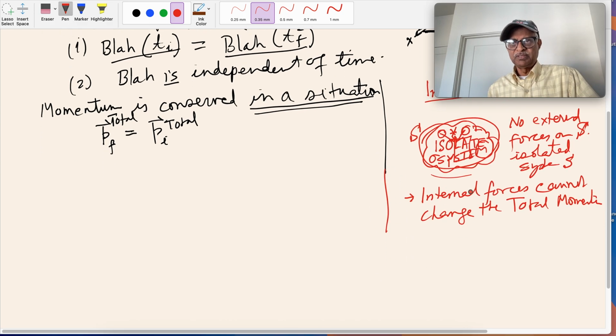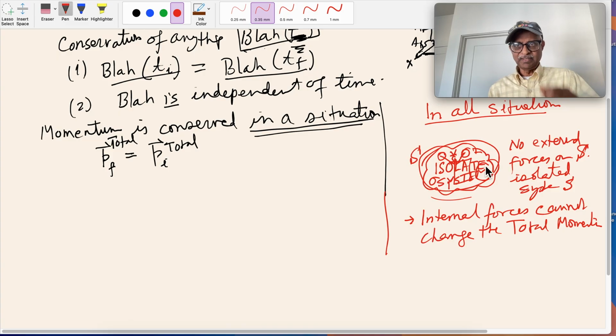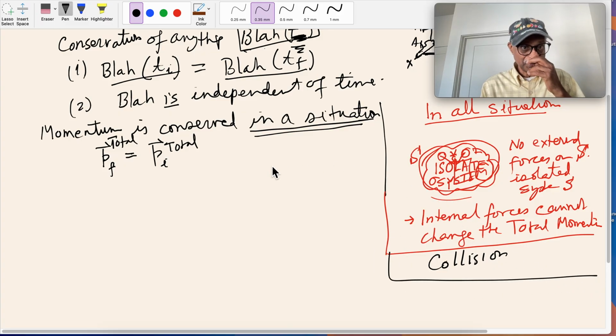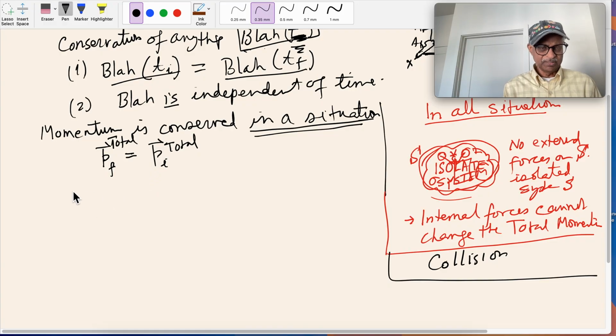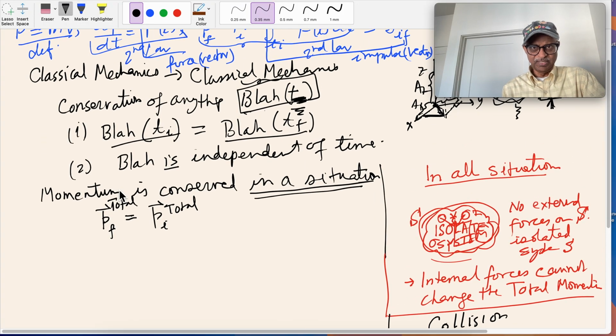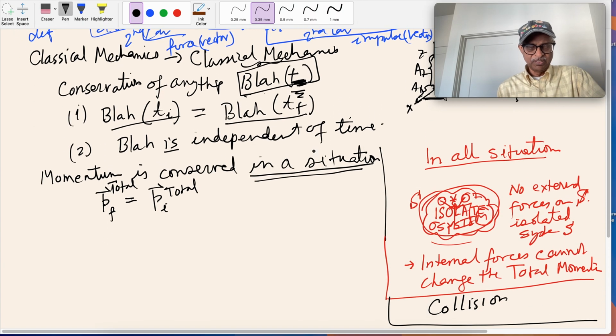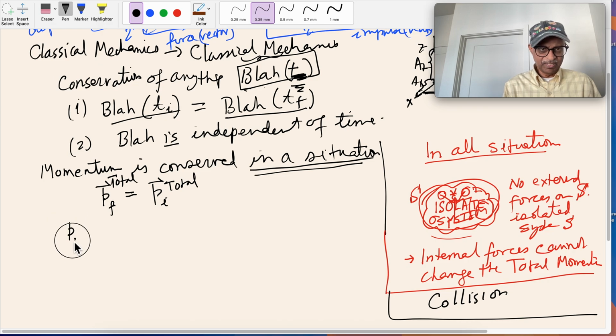Okay, but this is very abstract, and we'll see where it comes from. The application of this is in collisions. So collision is an example of this principle, and we're going to talk about that in just a moment. Okay, let's get back to here. It's in a situation. So how do I look at this? This one is very easy to see. Let's look at this law. So you have P final minus P initial is impulse.